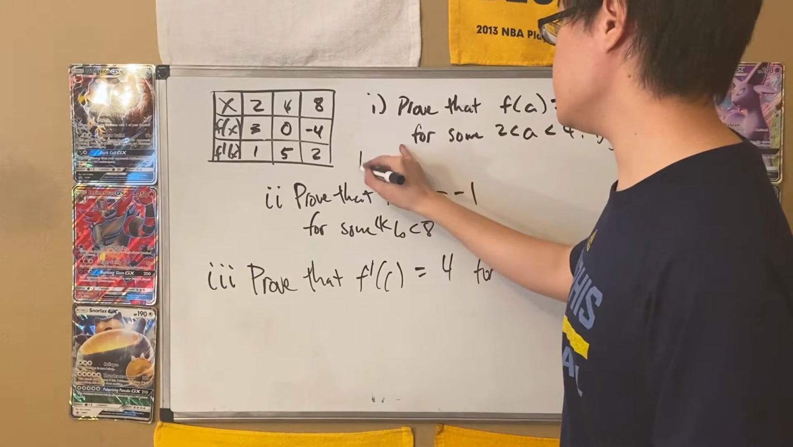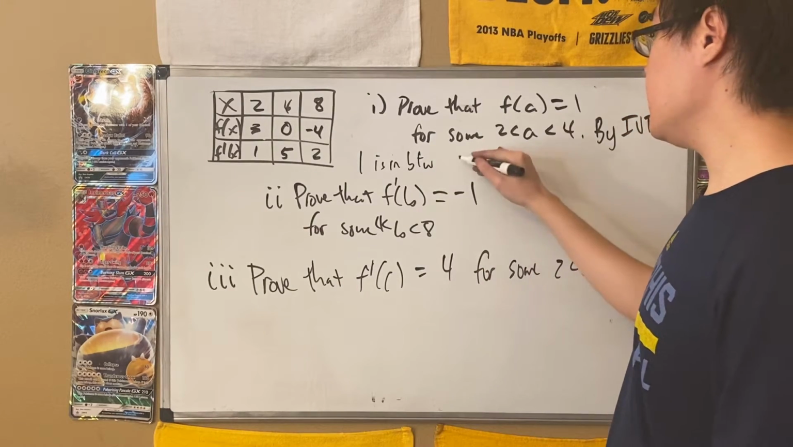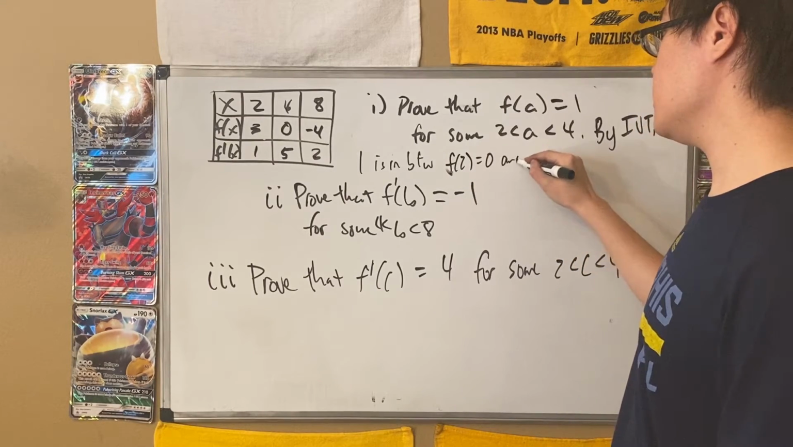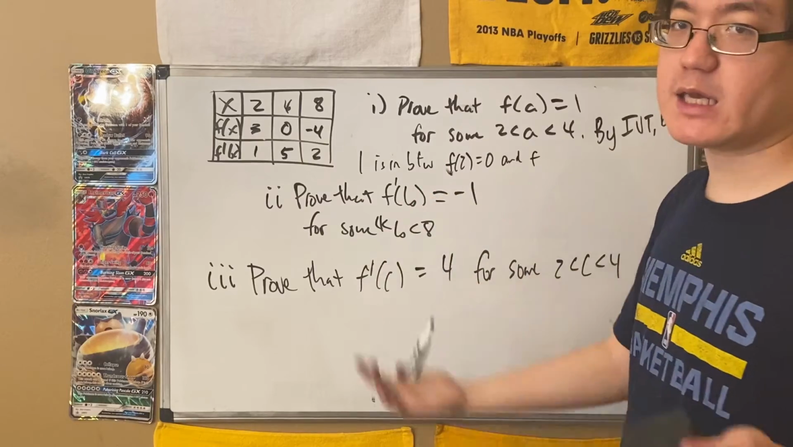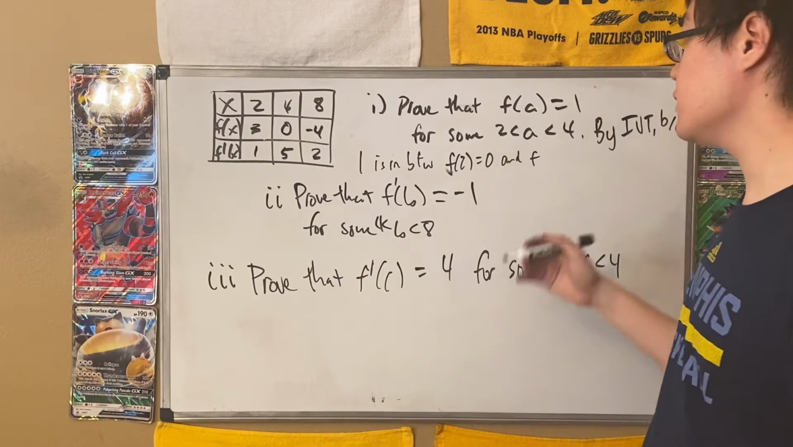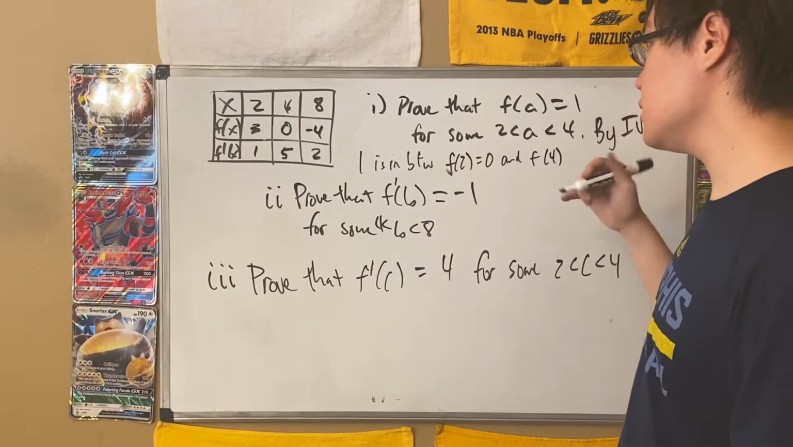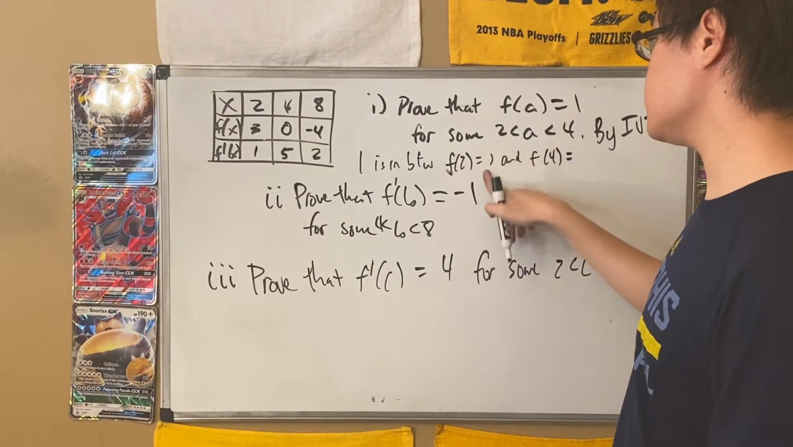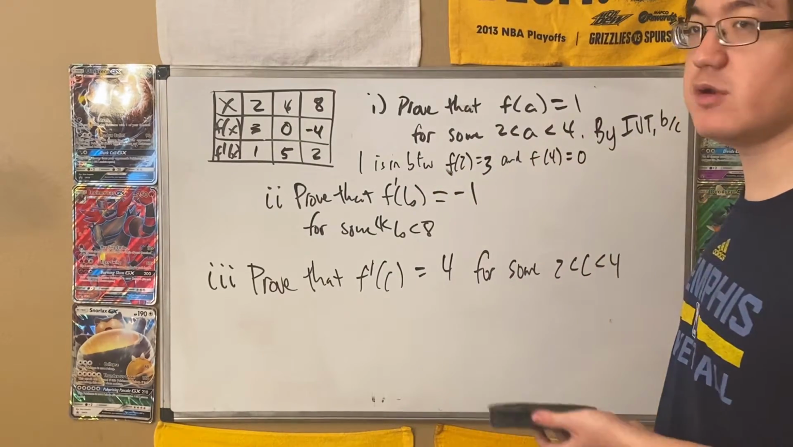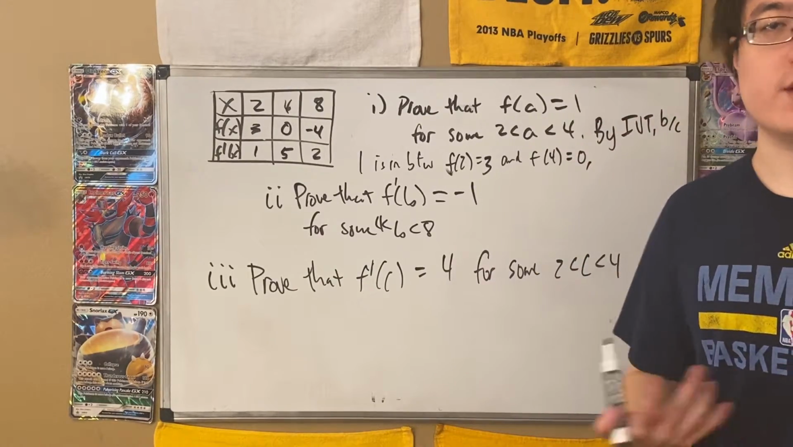So let's write that. Because 1 is in between, BTW stands for in between, f of 2, which is equal to 0, and f of 4. So I'm not saying it's in between any x values or any f prime values. I'm saying it's always in between the function I care about, which is f. So it's going to be f of 2 and f of 4, sorry, this one is 3, this one's 0. It doesn't matter if the left coordinate has a bigger value as long as 1 is in between these two numbers. So by IVT, that's the work, and then we just write the conclusion.